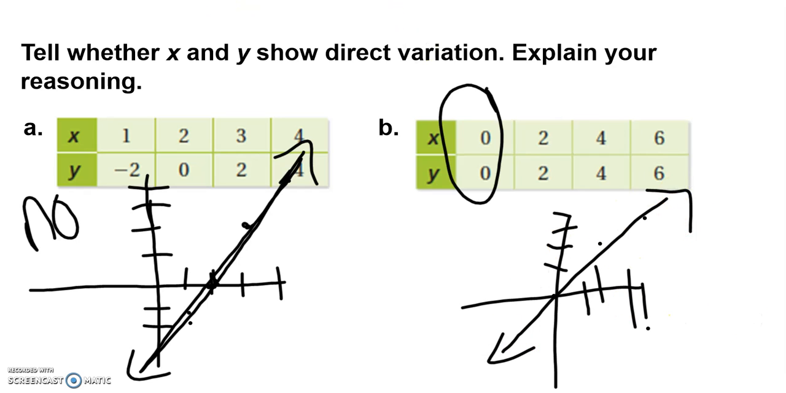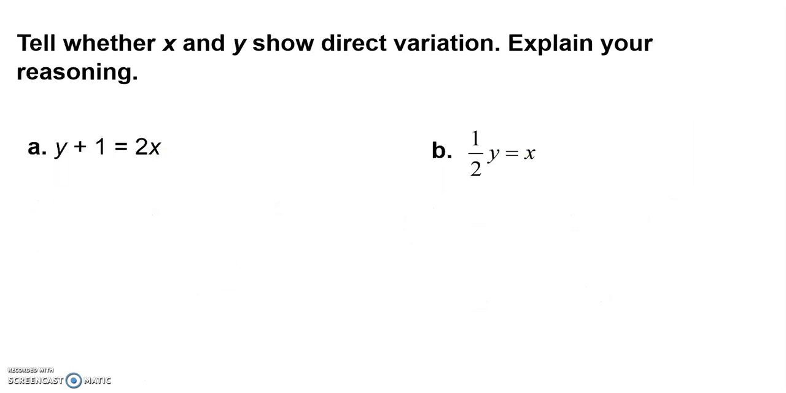So please graph better than this. That looks disgusting. I am a terrible person for ever thinking that was acceptable. But it passes through the origin, so yes, and you can say, because the line, when graphed, passes through the origin, it does show direct variation.